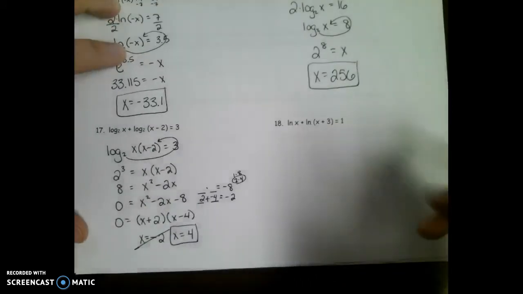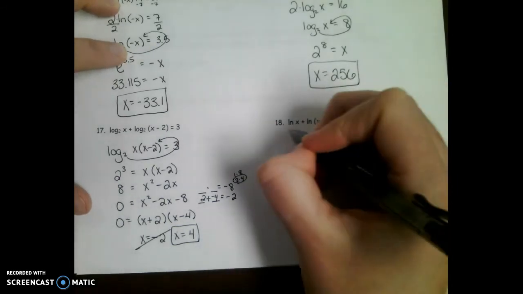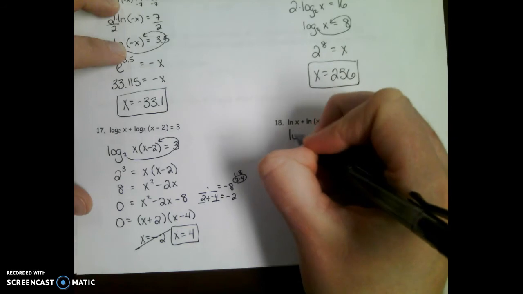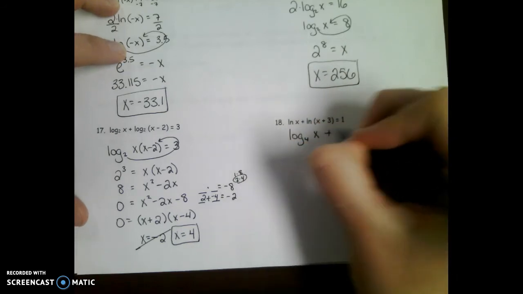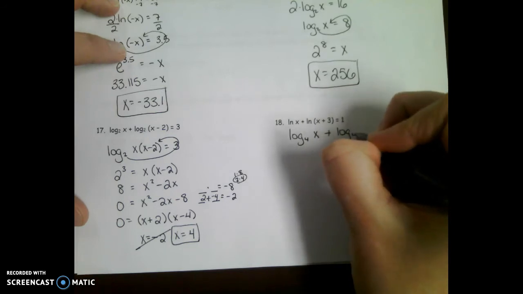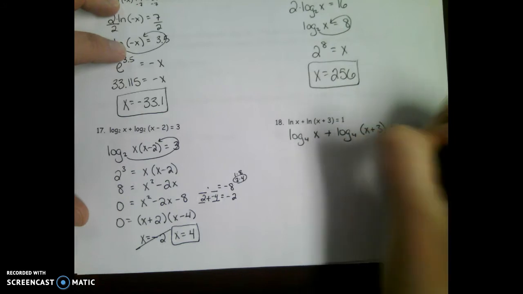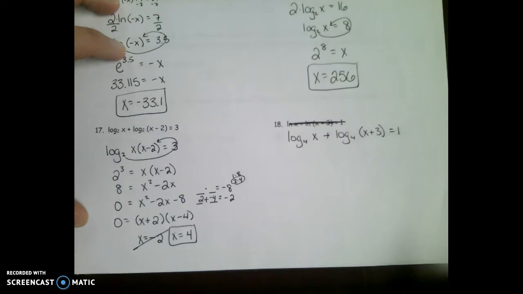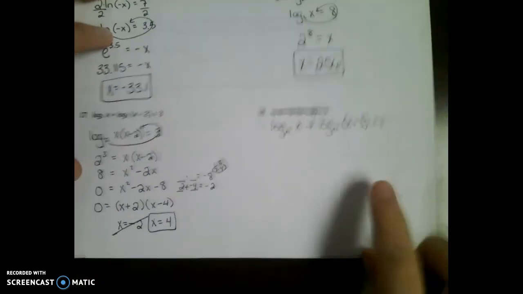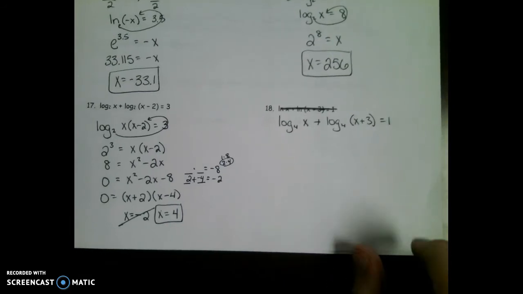I would like you to try number 18, except to make this factorable, we're actually going to change this. We are going to use log base 4 of x plus log base 4 of x plus 3 equals 1. So basically the same thing except log base 4 instead of ln. So get that written down and give that a try on your own. Pause the video, try that one on your own.